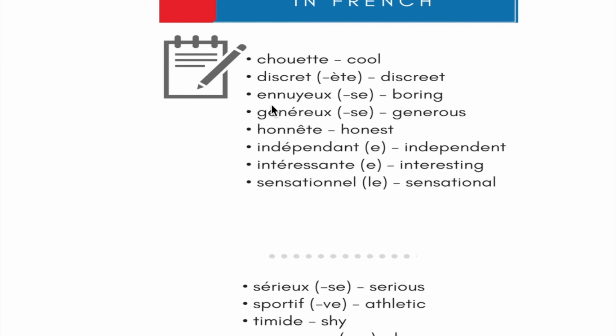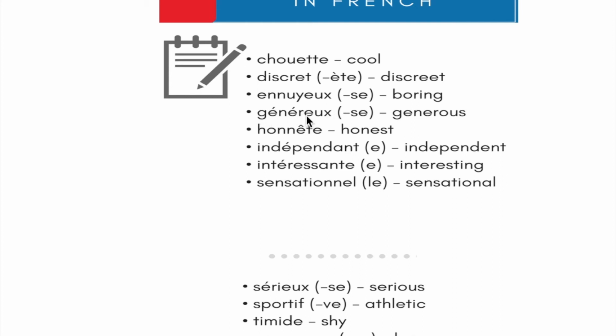Ennuyeux, ennuyeux. Boring, that's a masculine form. And the feminine form is ennuyeuse, ennuyeuse. And I'll tell you how to spell that too. So you get rid of the X at the end, this X here, and then you add the S and the E at the end. That's the feminine form of ennuyeux, ennuyeuse.